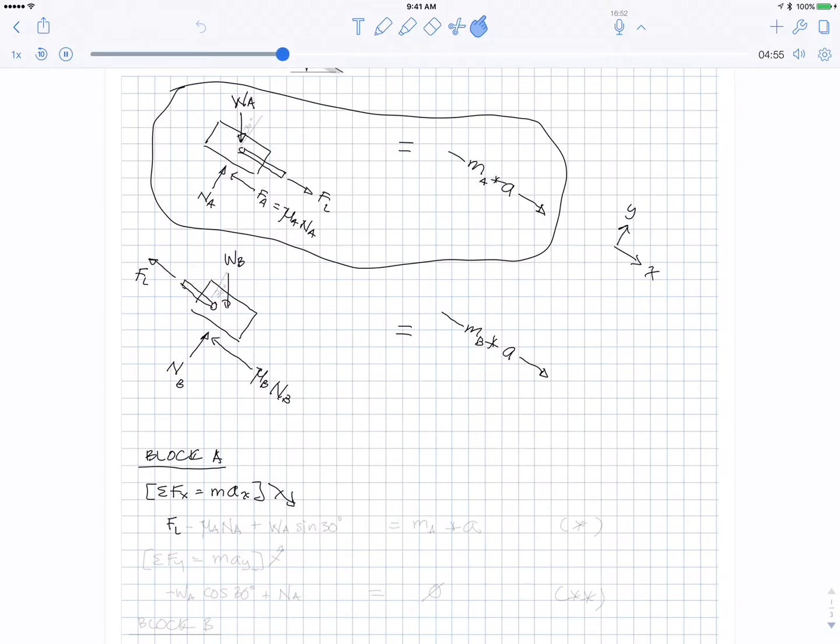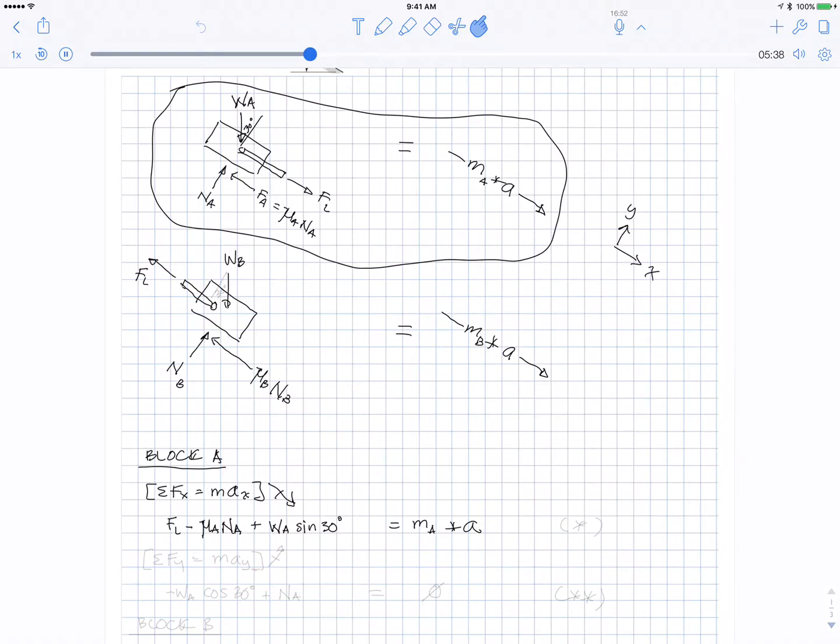So we got F of the link going downhill minus the friction mu A N A going uphill, and there is, I'm going to draw an angle in there, that's 30 degrees, and so you have W A sine 30 degrees going downhill. Okay, so that's everything going in the x direction that I can see on the left hand side. And so on the right hand side, it's just MA times A.